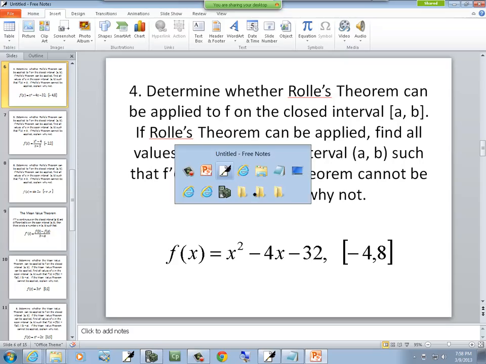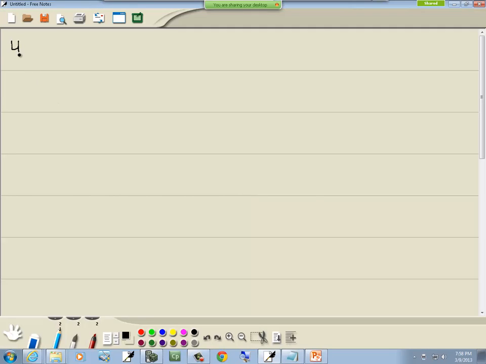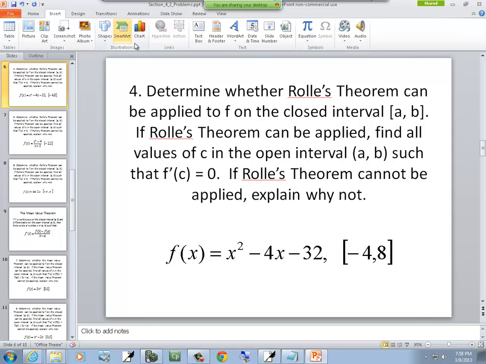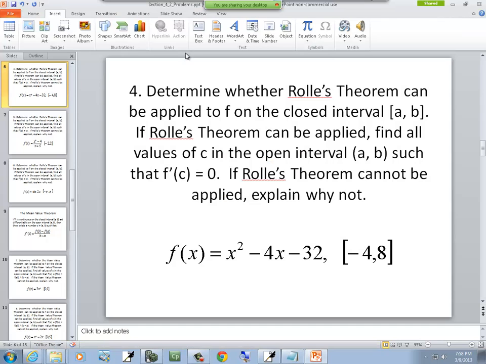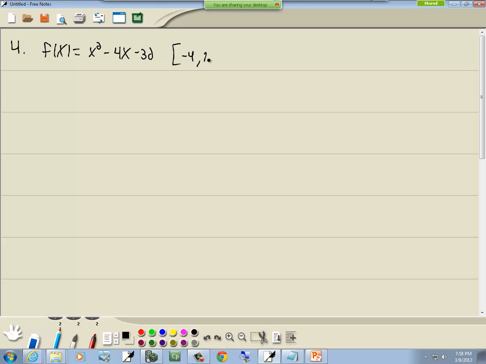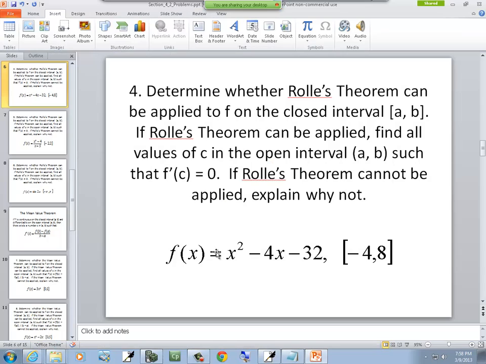Okay. Let's take a look at our next example. Still dealing with Rolle's theorem. We've got f of x is equal to x squared minus 4x minus 32, between -4 and 8. Our instructions say determine whether Rolle's theorem can be applied to f on the closed interval. So let's look at that first.